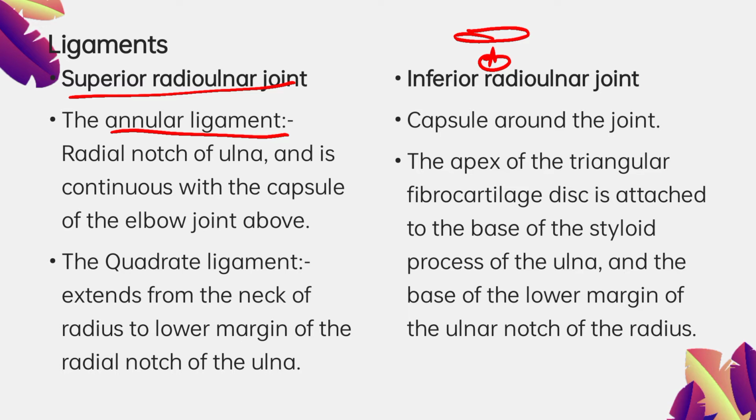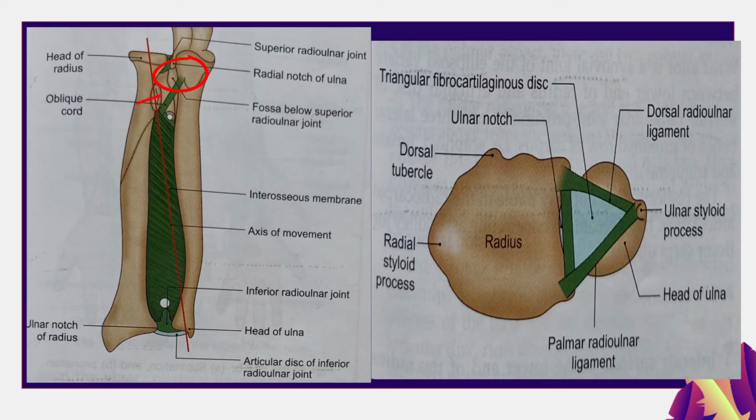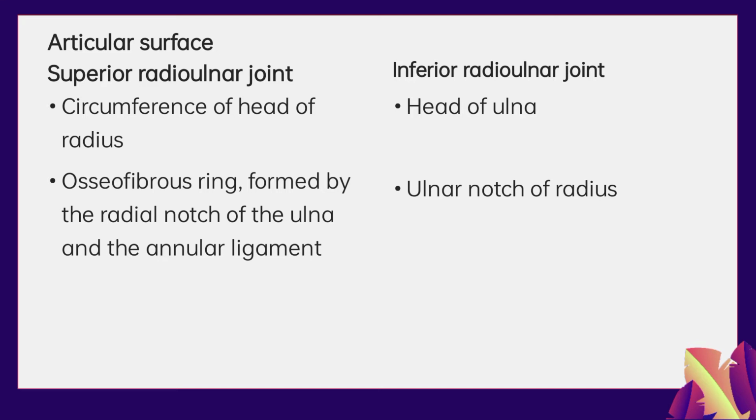Alright, the quadrate ligament. Now we are still in superior radial ulnar joint. The quadrate ligament extends from the neck of the radius. Here, this is the neck of the radius. So the quadrate ligament extends from the neck of the radius to the lower margin of the radial notch of the ulnar. We have the radial notch of the ulnar here. So it extends like this. Alright.